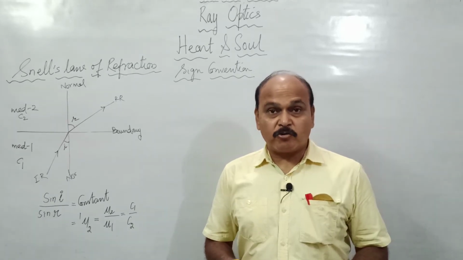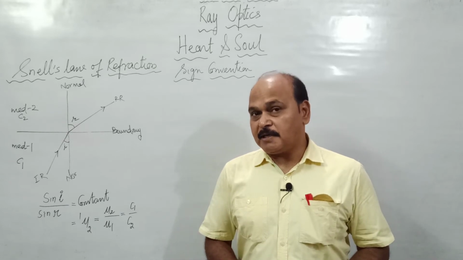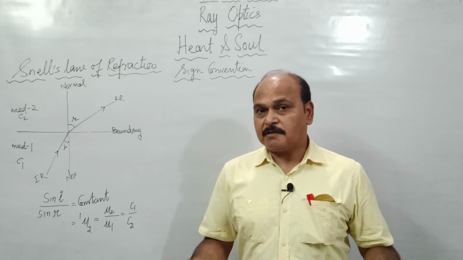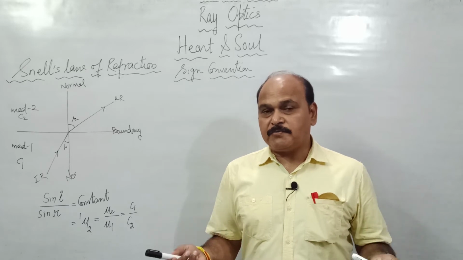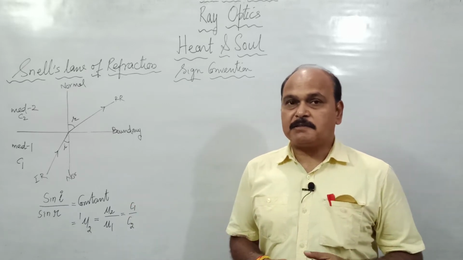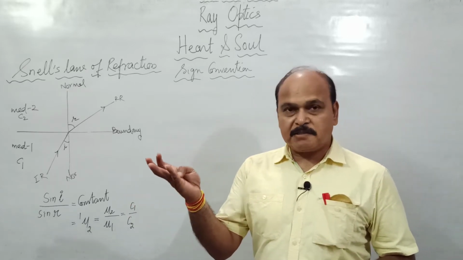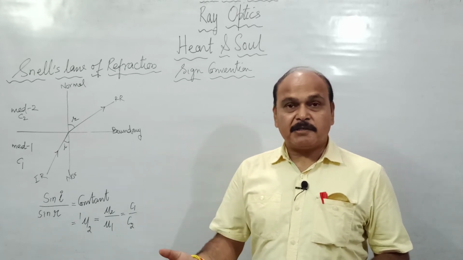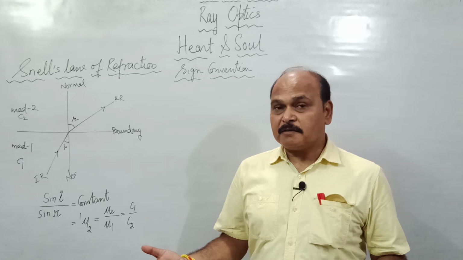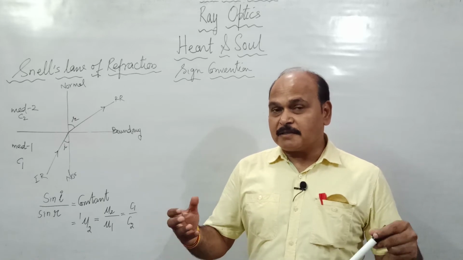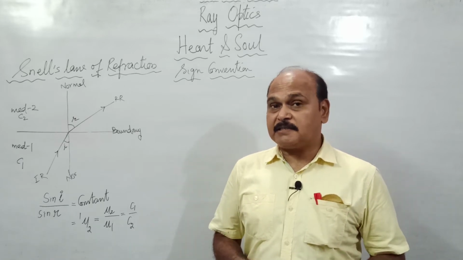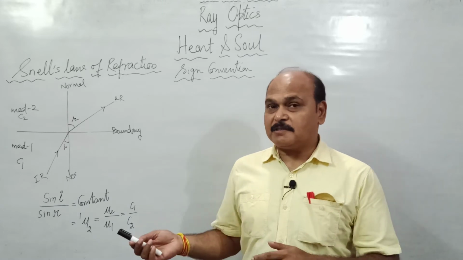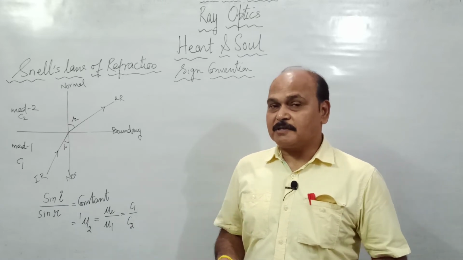Well, the second most important thing of ray optics is sign convention. Children, in ray optics we come across various types of distances like object distance, image distance, radius of curvature, focal length. So what are the signs of these distances in various situations? That is what we are going to discuss.